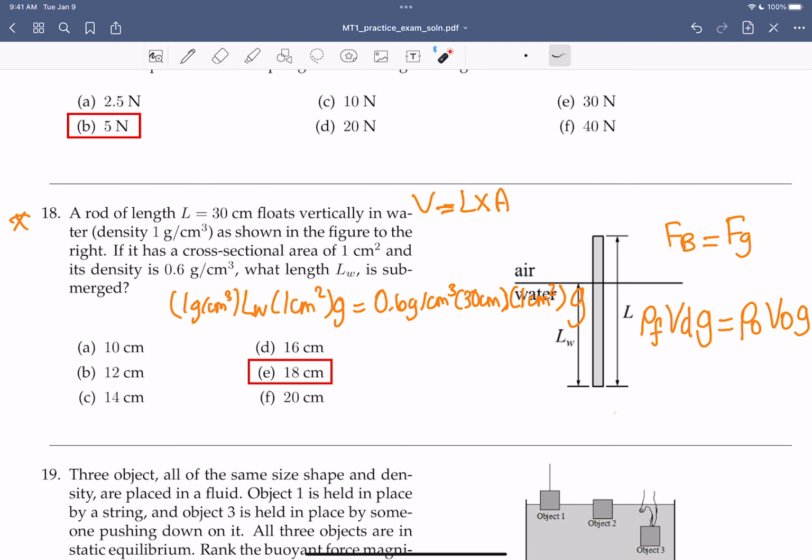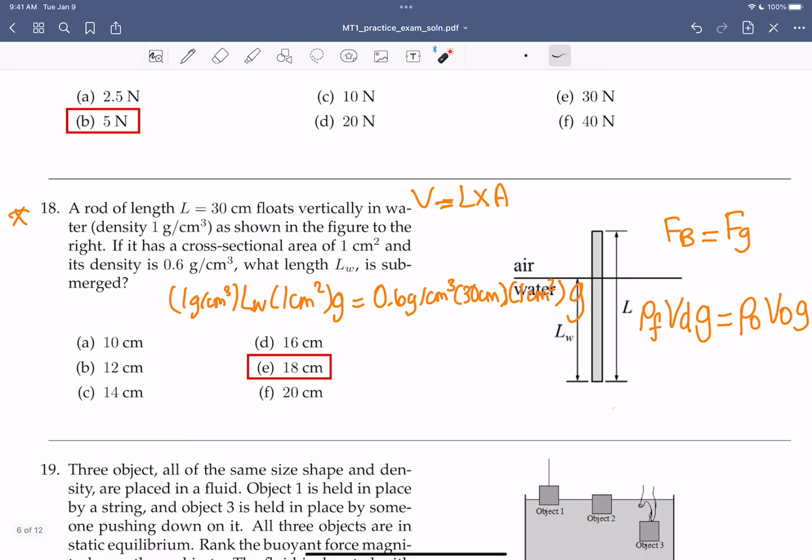And so, once you get that, you can finally figure out your length that is submerged. And that should be, if you do 0.6 times 30 times 10 here, divide that by, well, 1, 1, and 10, right? We should be good to go, and you should get 18 centimeters.